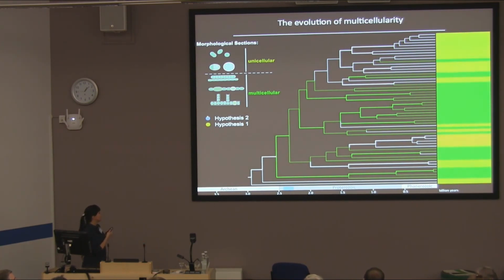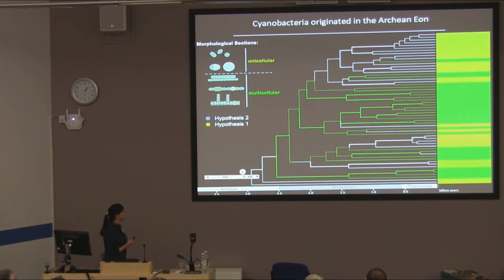And now we look at our two hypotheses. The first is that multicellularity evolved before the Great Oxidation Event, maybe being causal to it. The second is that multicellularity evolved after the Great Oxidation Event, sort of as a response, an adaptation to new habitats after this increase of oxygen. We get those results: hypothesis 1 in yellow, hypothesis 2 in blue.